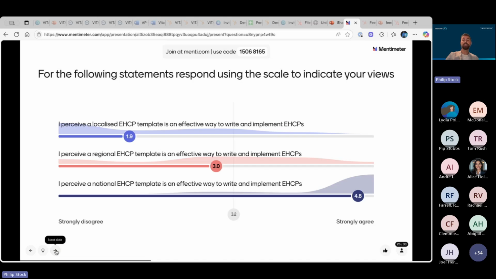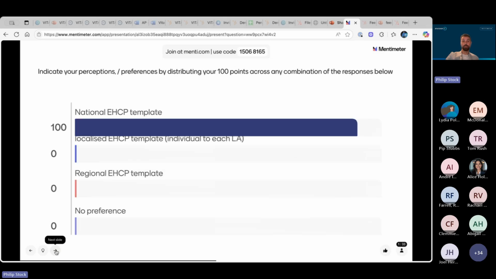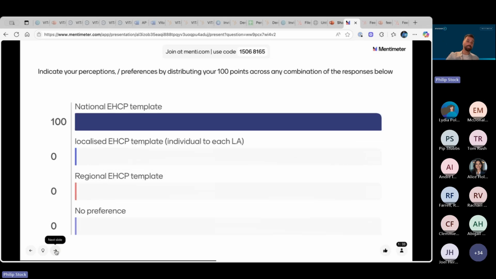Right, before I hit the next slide, this will go similar, but you get 100 points to use here, and you distribute your 100 points, like tokens, across 4 responses. You can put 100 on one if you're so strongly for that one. If you're split across all 4, it could be 25 to each. But indicate your perceptions and preferences by distributing your 100 points, your votes, across any combination of the responses. You could put 70 on one, 10, 10, 10 on the others, 50 on one, 50 on another, 0, 0 on the others. It's essentially what you think the response would be.